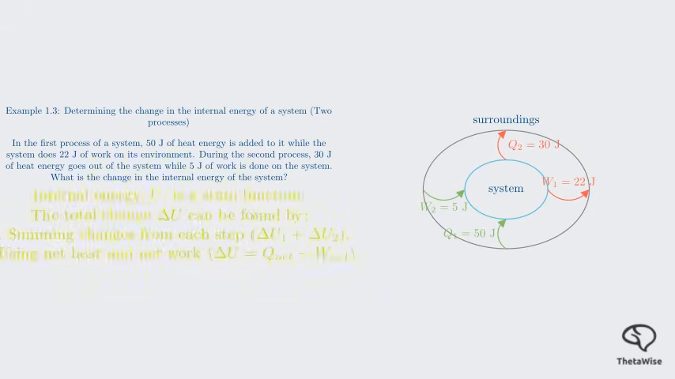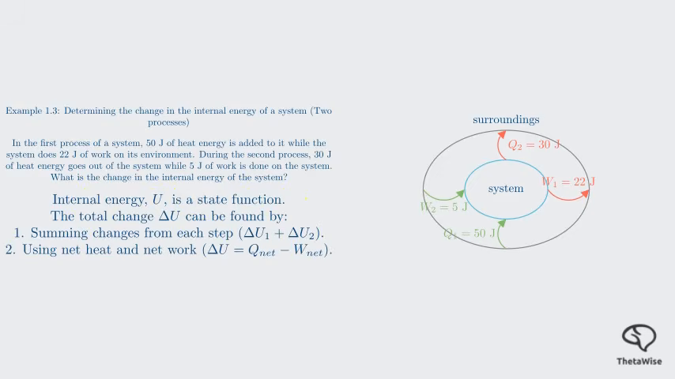Because internal energy, U, is a state function, meaning it only depends on the initial and final states and not the path taken, we can find the total change by either summing the changes from each step or by finding the net heat and net work over the entire process. Let's try both methods. Let's first calculate the net heat transfer and net work for the entire two-step process.